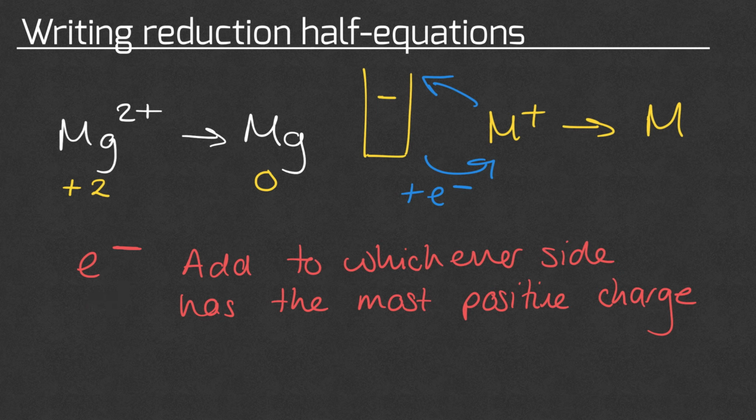Now, electrons have a negative charge. When we're writing this half equation, we need the total charge on each side of the equation to be the same. So adding electrons will reduce the positive charge, it'll make things more negative, so we need to add electrons to whichever side is most positive. This means we're going to have to add electrons to the left-hand side of this equation.